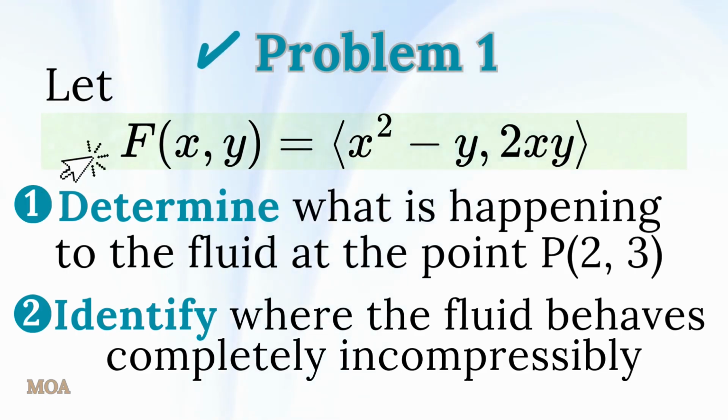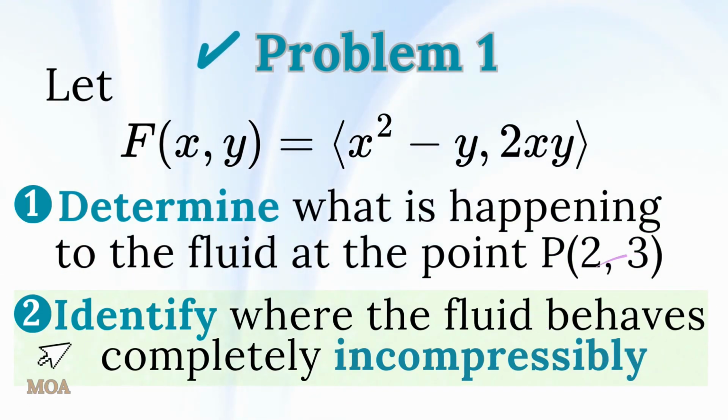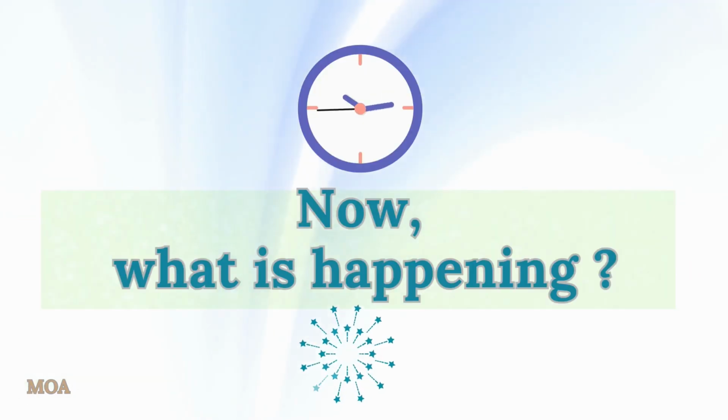To understand these two concepts, consider this practical problem. Let F be the velocity vector field of a fluid flowing across a flat surface, given by F(x, y) = ⟨x² − y, 2xy⟩. First, determine what is happening to the fluid at the specific point P(2, 3). Second, identify where the fluid behaves completely incompressibly. Now, what is happening?